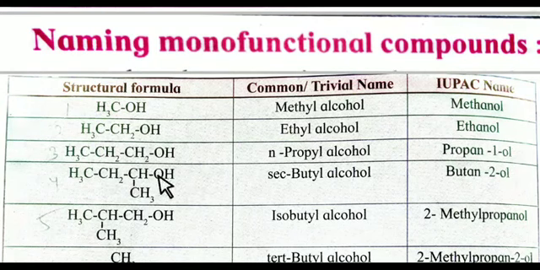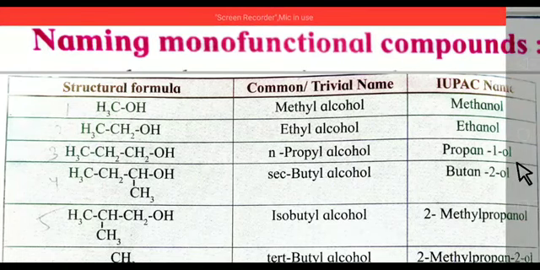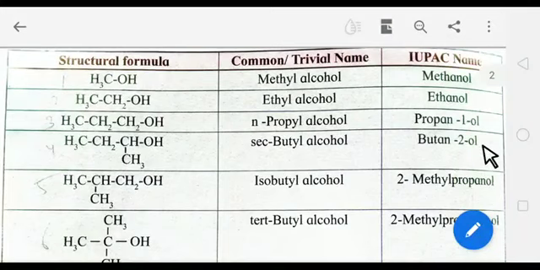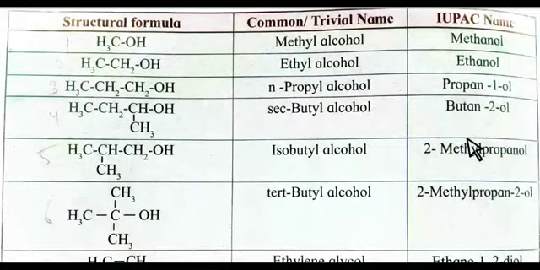Similarly, you have to number it from the right side again. 1, 2, 3, 4. You have to number the longest chain. The second carbon contains OH. Four carbon atoms are there in the numbering. That's why it is butane-2-ol. 2 means the second carbon contains the OH group. Butane means four carbon atoms are there, and ol means the OH group is there.